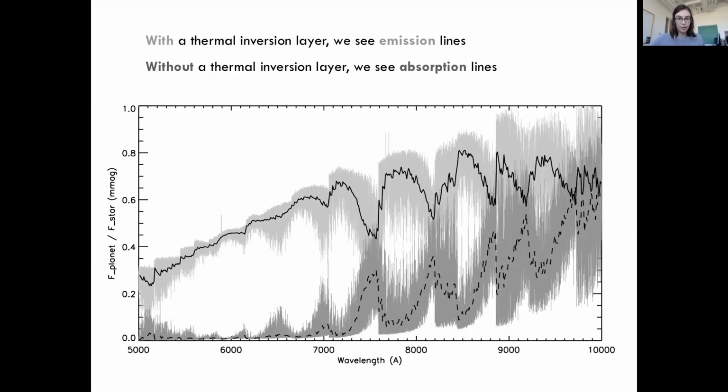So we can use high resolution spectroscopy to analyze the planet's spectrum. And the high resolution aspect allows us to distinguish individual spectral lines from compounds like titanium oxide and water, both of which have thousands of lines in the visible range. So this is an example of such a planetary spectrum. This top light gray version shows what we'd expect to see if there is a thermal inversion. So the spectral lines show up in emission, and in the bottom in dark gray is what we'd see if there's no thermal inversion. So we have absorption lines instead.